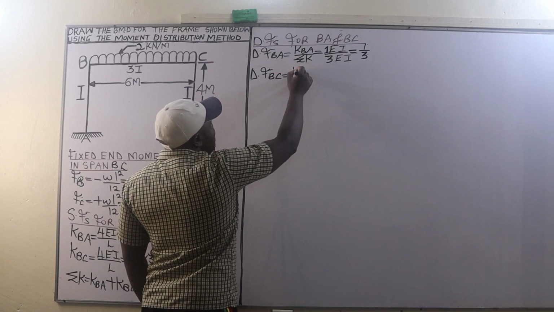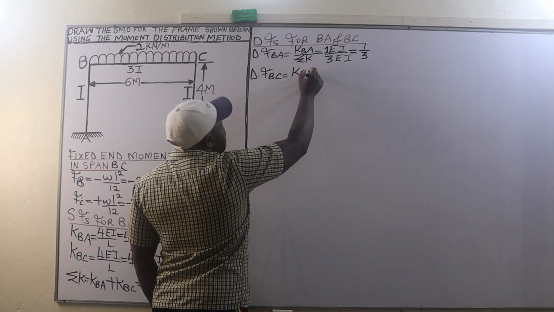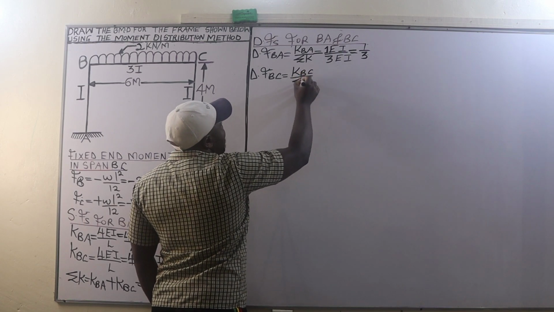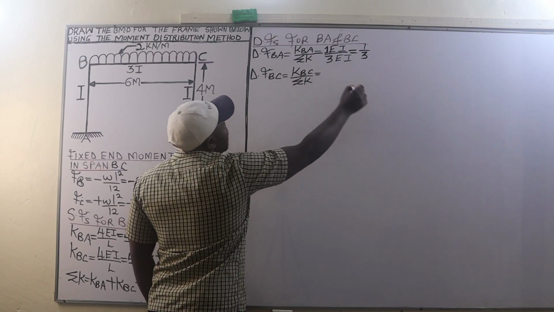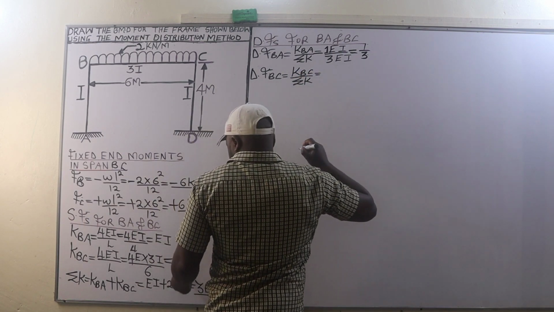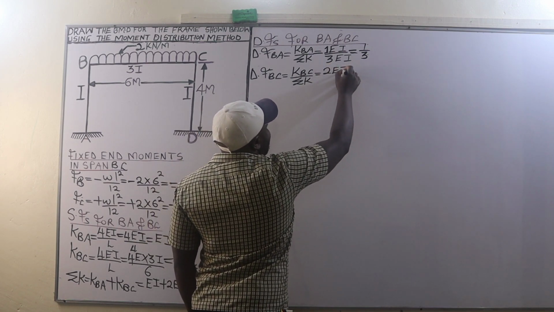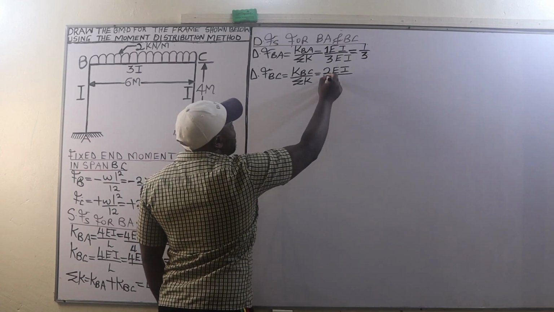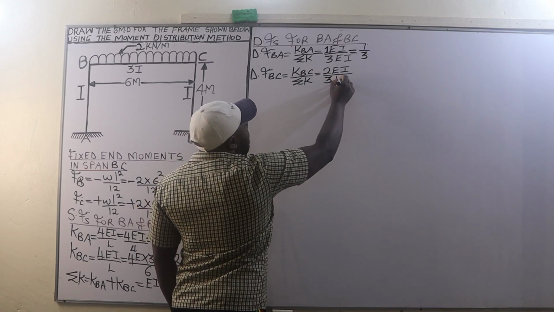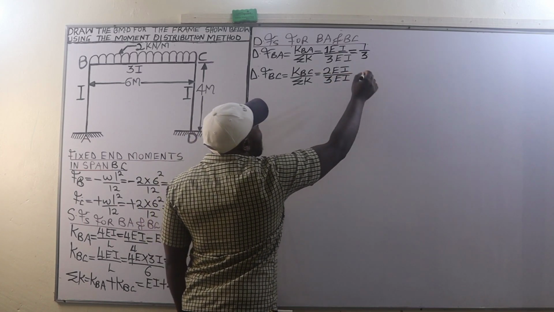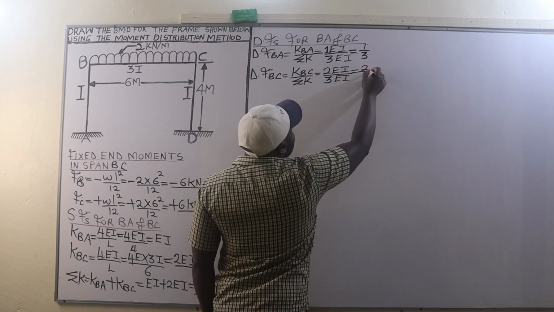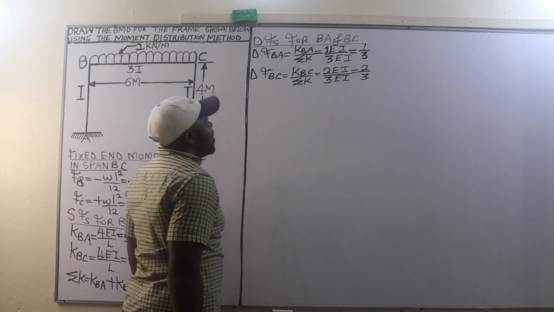Then we determine the distribution factor for member BC. This will be given by the stiffness factor for member BC divided by the summation of stiffness factors. This is going to be 2EI, which is the stiffness factor for member BC, divided by the summation of the stiffness factors, which is 3EI. And this is going to give us 2 over 3.